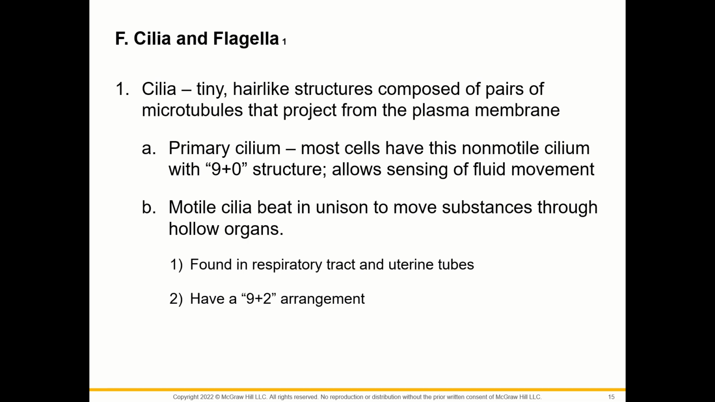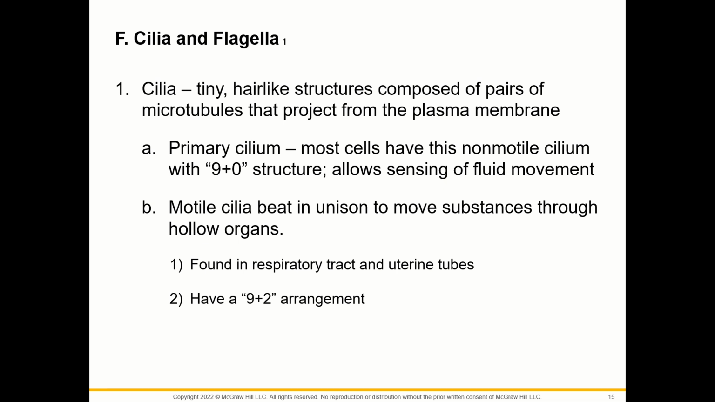Many cells have cellular extensions. So we're moving on to those now, the cilia and the flagella. These are going to be extensions of the cytoskeleton. Cilia are tiny hair-like structures composed of pairs of microtubules, which are part of the cytoskeleton, that project from the plasma membrane. The primary cilium, which most cells have, is a non-motile cilium with a 9+0 structure. That's the way the microtubules are arranged in the cilia, and this allows the sensing of fluid movement.